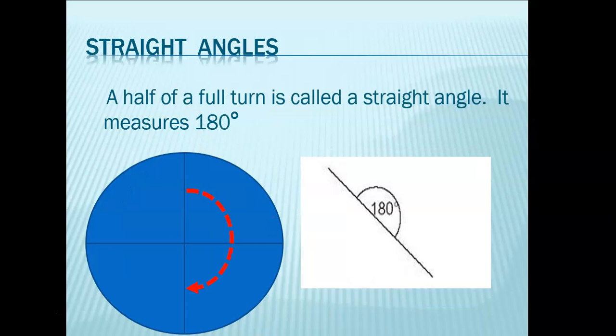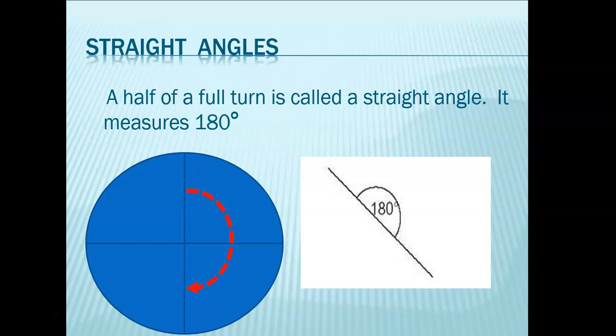So half of a full turn is called a straight angle, because you've got a straight line. So an angle on a straight line is 180 degrees. So this angle here would be 180 degrees, this angle here is 180 degrees, and if you look over here at this diagram, even if we had a diagonal line that was straight, this angle here is 180 degrees.